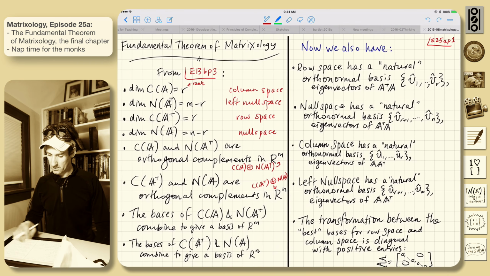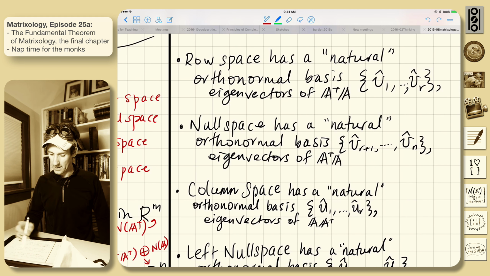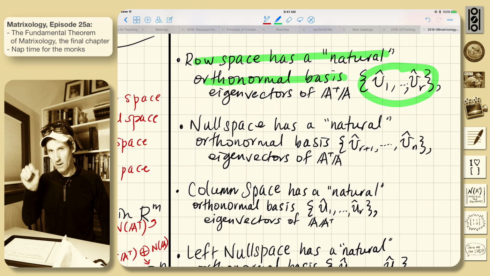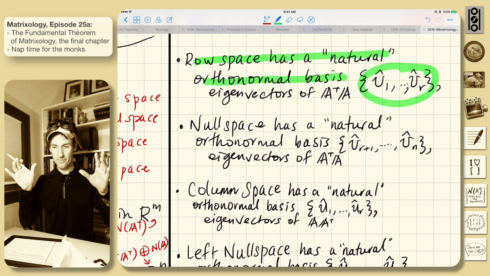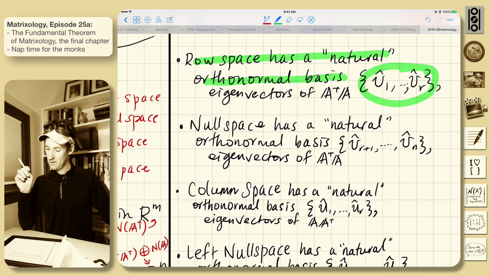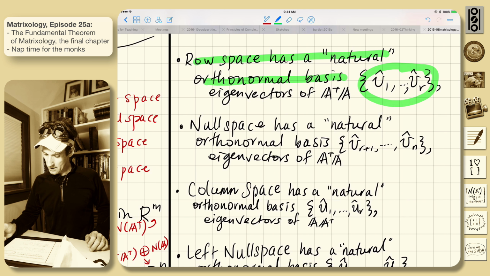But now we have this story. Row space has a natural basis. It's v1 through vr, eigenvectors, and they come from A transpose A. They're associated with the sigma values, sigma 1 through sigma r, which are the singular values, I should say.